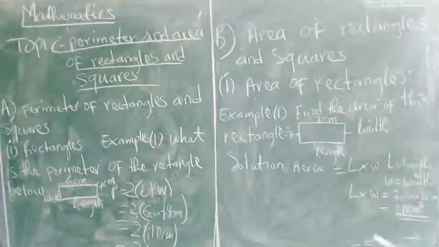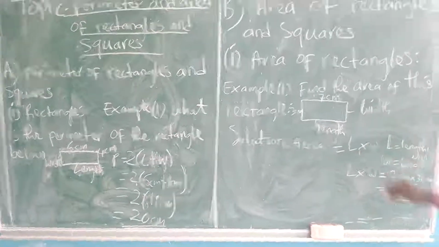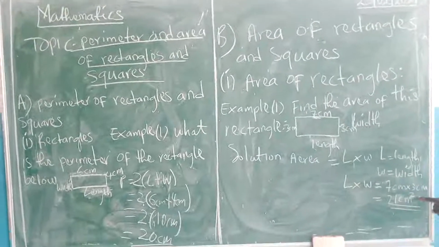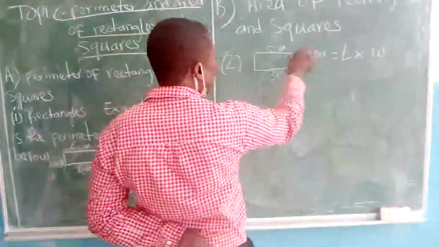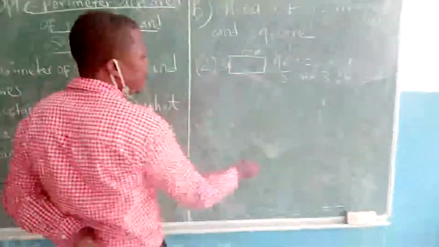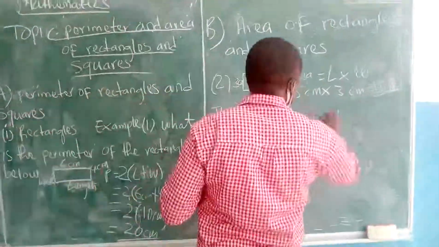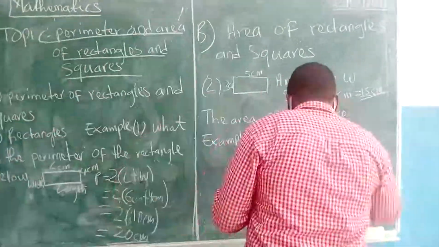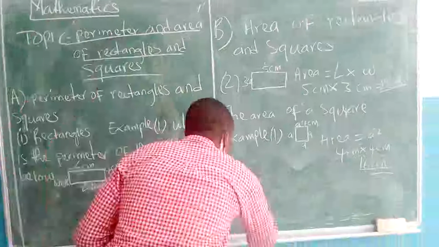And what is the length? For the length, we have 7 centimeters. Look at it very well. Length, 7 centimeters. Width, 3 centimeters, meaning that this other side is 3 centimeters. So if we multiply length times width, 7 centimeters times 3 centimeters, it will be 7 times 3, which is 21.